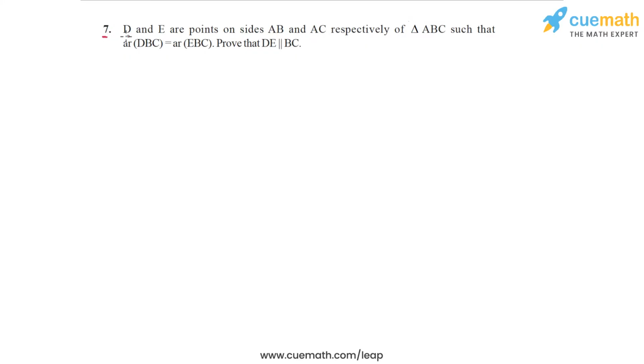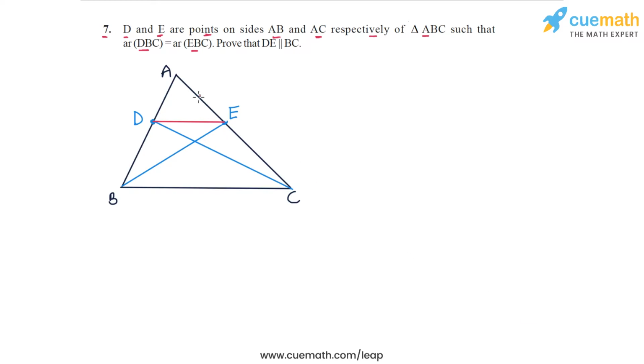Question 7 says that D and E are points on sides AB and AC respectively of triangle ABC such that area of DBC is equal to the area of EBC. So here's a figure I've drawn for this problem.